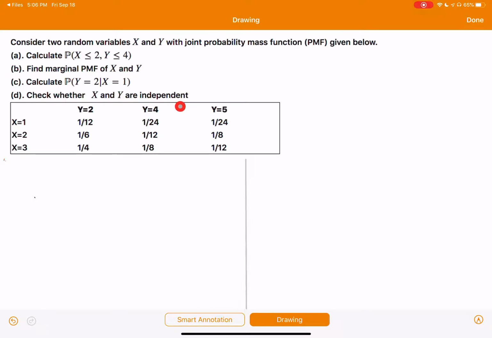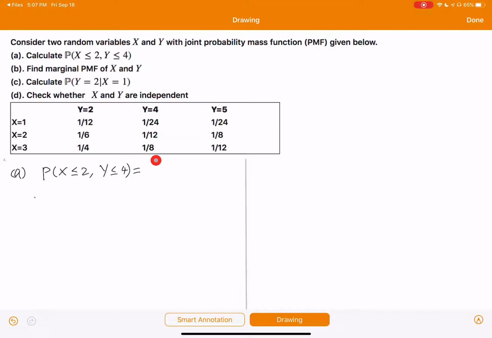Let's start with A. Probability x is less than or equal to 2, y is less than or equal to 4. So let's look at the x. X can take 3 values, 1, 2, 3. X less than or equal to 2 means that x can take a value 1 and 2. Y is less than or equal to 4, and y has 3 values here, so y less than or equal to 4 means that y can take a value 2 and 4. So x is 1 and 2, y is 2 and 4.